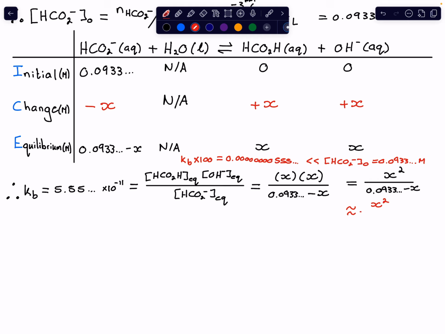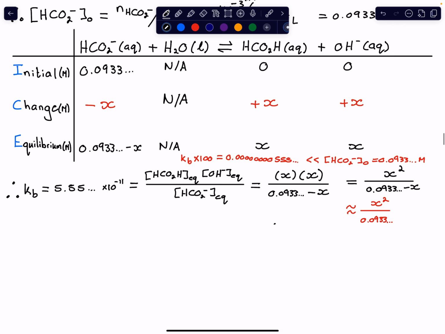All right, so that means we can make the approximation: X squared divided by 0.0933, etc. Cool. So let's solve for X. Multiply each side by 0.0933 and take the square root, and then we get X. And let's just remind ourselves, X is actually the hydroxide ion concentration at equilibrium, right? So then we don't have to write that again. That is 2.27 times 10 to the minus 6 molar.